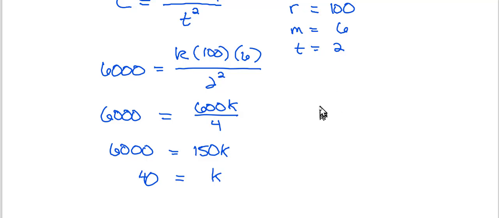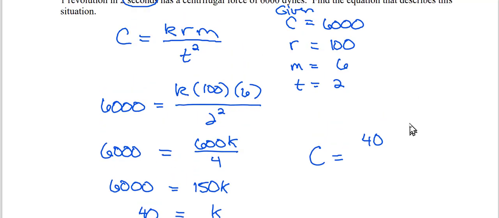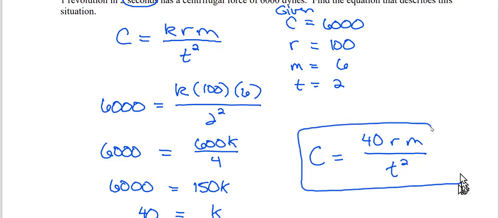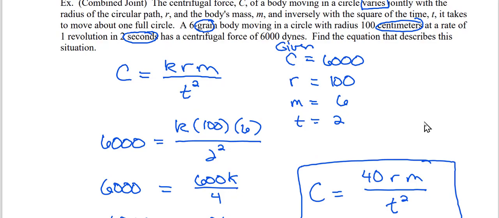Okay, that means our equation, we got to plug that back in, right? Looking up here at this, C equals K R M over T squared. So that formula can be used in this particular situation for centrifugal force.